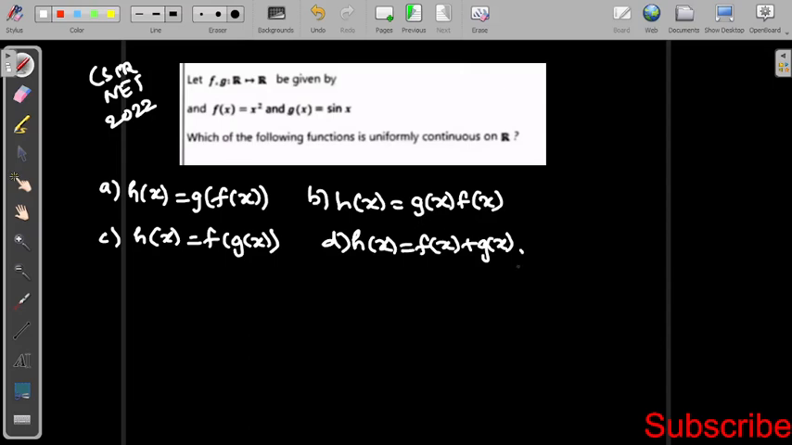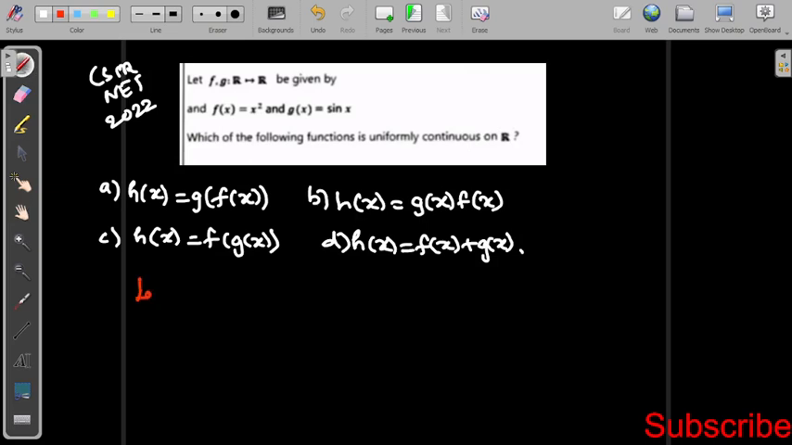Hi dears, let's see here a CSIR NET 2022 question. Let f, g from R to R be given by f(x) = x² and g(x) = sin x. Which of the following functions given here is uniformly continuous on the real numbers?